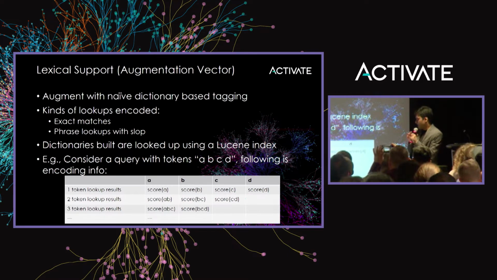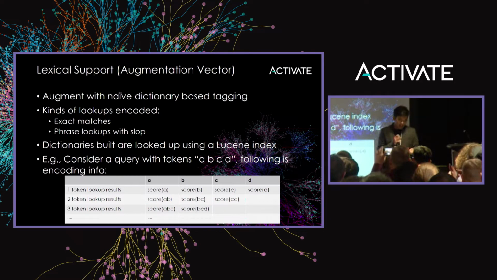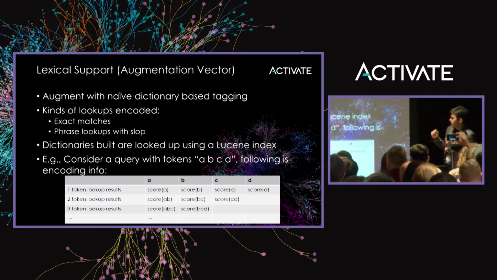What a human being would do is refer to various dictionaries. He would look, okay, is this phrase found in a brand dictionary? Similarly, is this phrase found in a color dictionary? So as part of the augmentation vector, what we attempted is to encode the results of looking up various dictionaries and provide it back as a sequence so that the model can understand it.